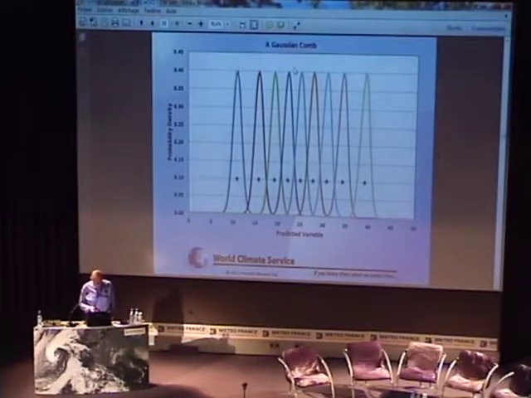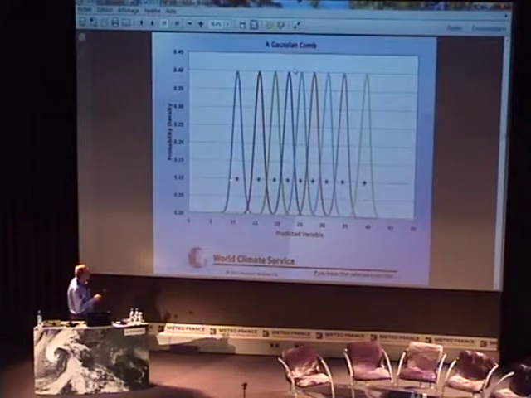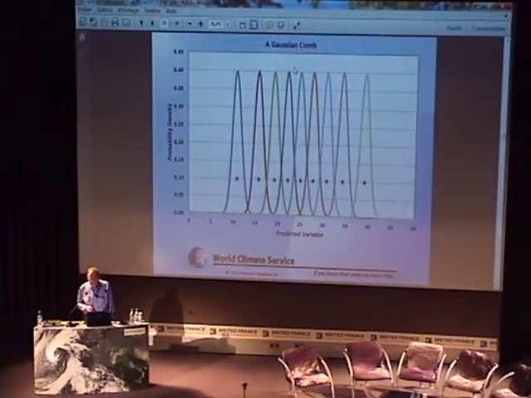Here I show a number of predicted temperatures. This is a predicted temperature, predicted temperature. But we don't assume that that's an exact value. We assume that there's some uncertainty about it. So we represent this prediction with a relatively narrow Gaussian distribution. And so this picture that you see here is called a Gaussian comb. And the idea now is to use the history to find out which of those ensemble members are doing the best job of making the actual prediction.